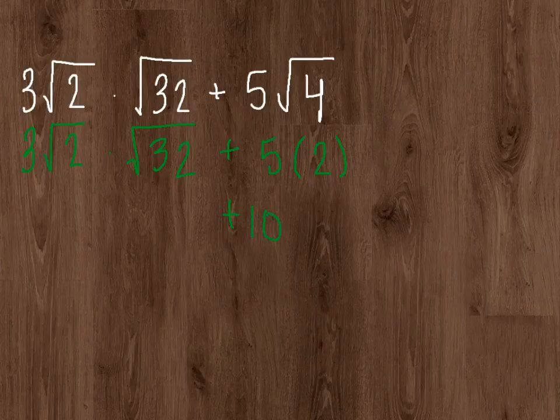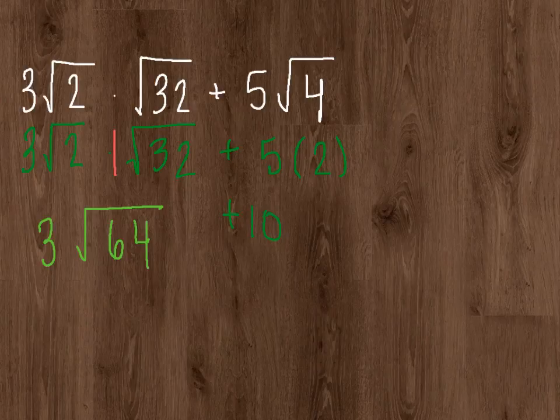I remember in front of my square root of 32, if there is no whole number, I need to put a 1. When I'm multiplying, I go ahead and I multiply my outside numbers. So 3 times 1 is 3. Now I multiply my inside numbers. 2 times 32, which is 64. I still have that plus 10.